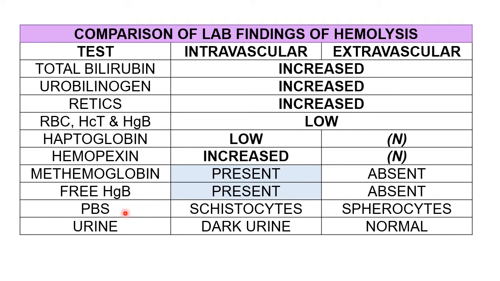Sa peripheral blood picture naman, mas maraming schistocytes na ma-appreciate in the PBS. Sa intravascular, extravascular naman, mas maraming spherocytes. In urinalysis din, mas ma-appreciate mo yung dark urine due to hemoglobinuria sa intravascular catabolism. Extravascular catabolism, walang dark urine dahil walang hemoglobinuria.